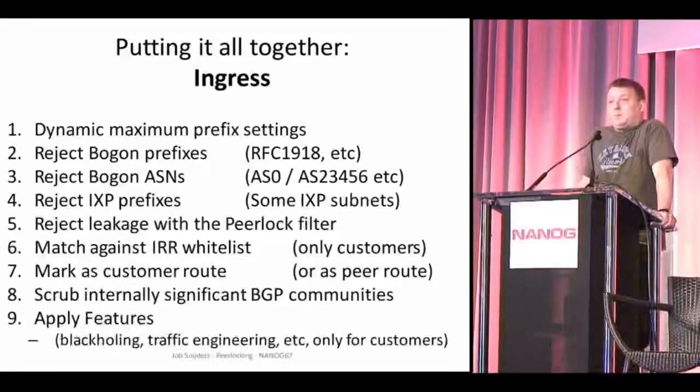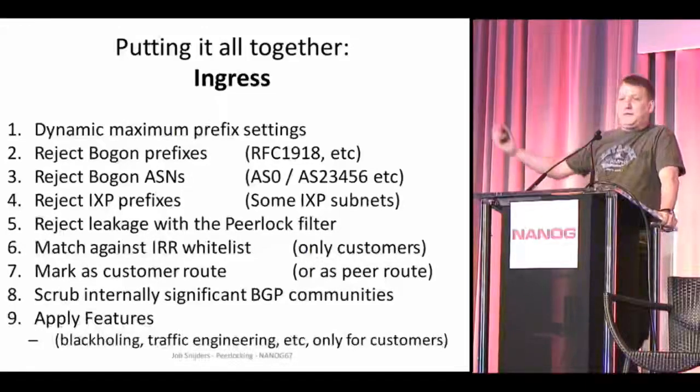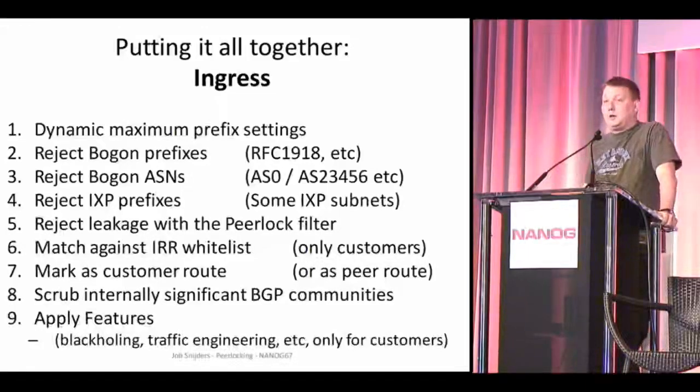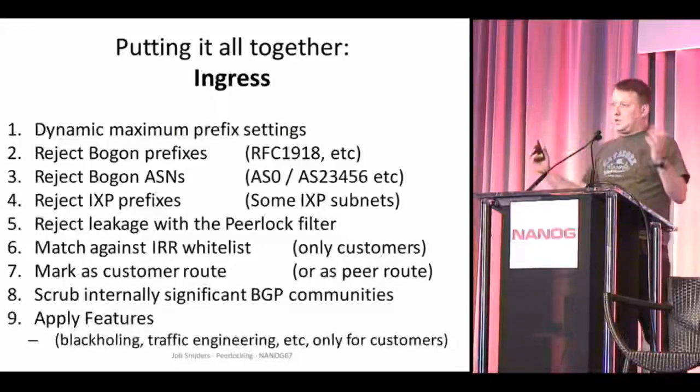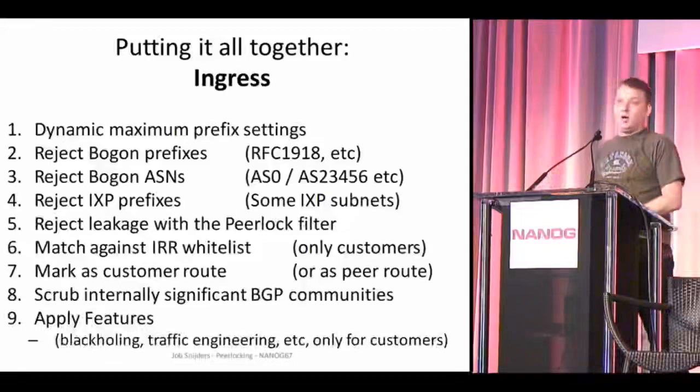We remove some communities that should only exist within our internal routing domain to prevent accidental features from being used. And then finally, the route is going through some logic that does stuff like blackholing or selective blackholing or local preference modifications.